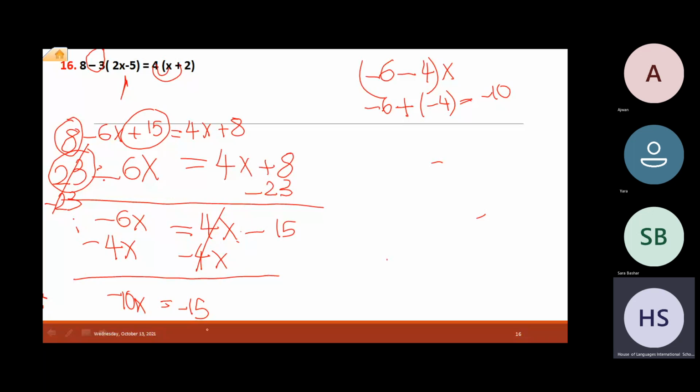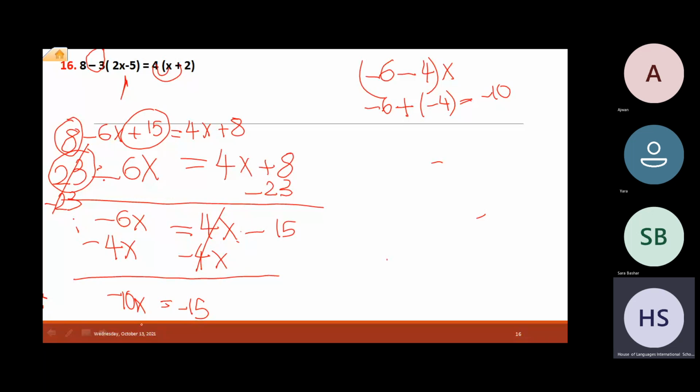Here I combine them first, then I move it. Here you move it, then you combine them. Then here, -10x. So then, look at the variable x. What happened with the variable x here? Is it multiplied, added, divided? X is multiplied by -10.